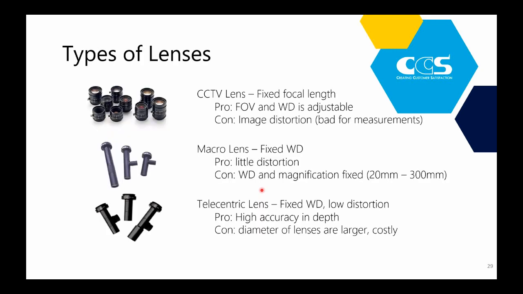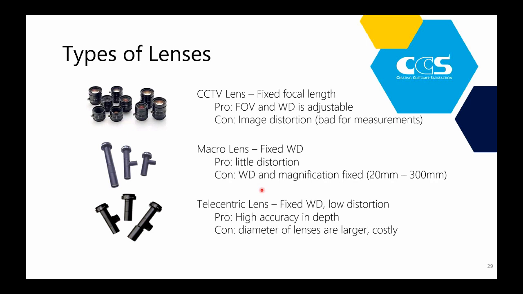So the types of lenses, there are CCTV lenses, which are fixed focal length. So the pro of these is the field of view and the working distance are adjustable. These are kind of your standard lenses when you think of machine vision, you know, your f/25, etc. The con of these is you can get some image distortion. Lenses are getting better, and lensing companies are always trying to come up with a lens that doesn't have a lot of distortion.